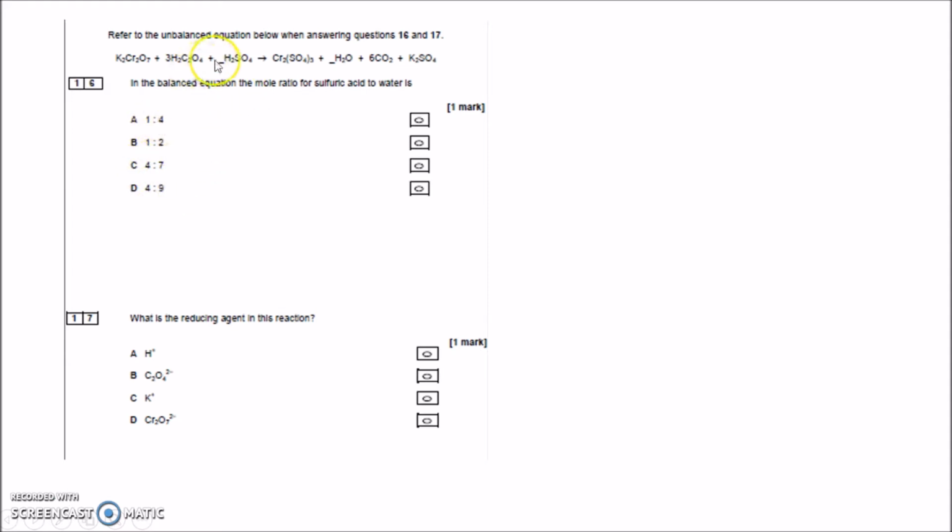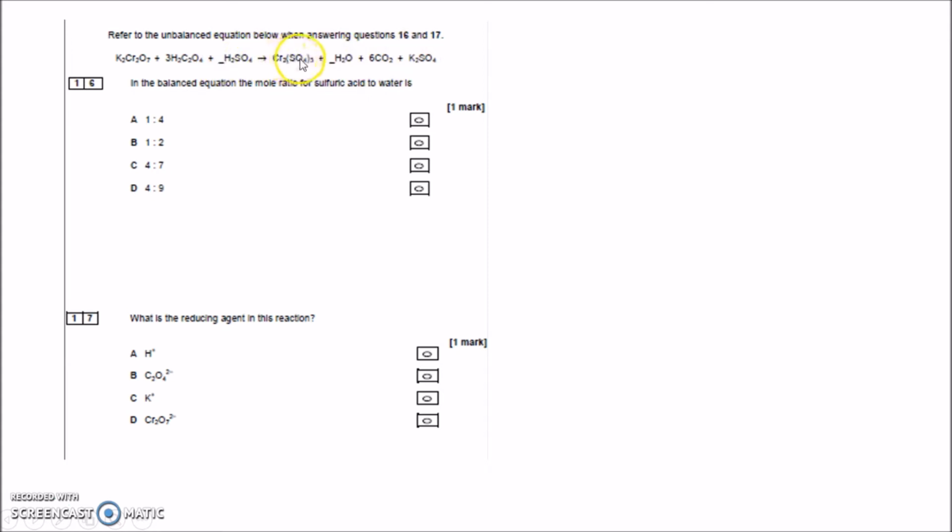Now you can put these numbers in, 1 and 4, and work out whether it balances, but it's a bit of a long-winded way around it. If I look on the left, this H2SO4 is the only reactant with S in it, and on the right hand side I can work out how many S's I've got, and I can work out what this number is.